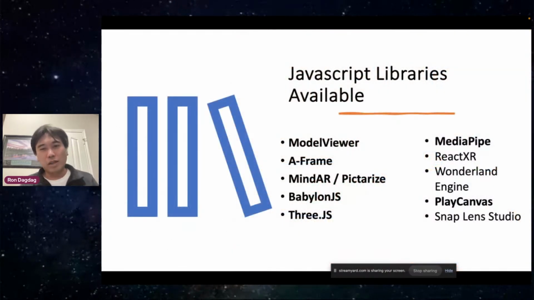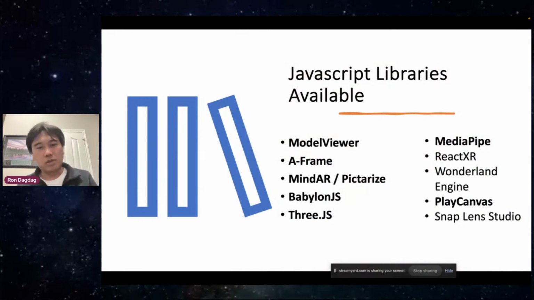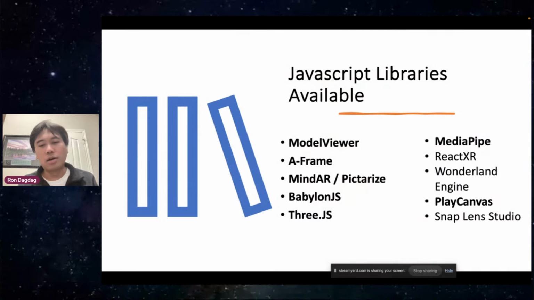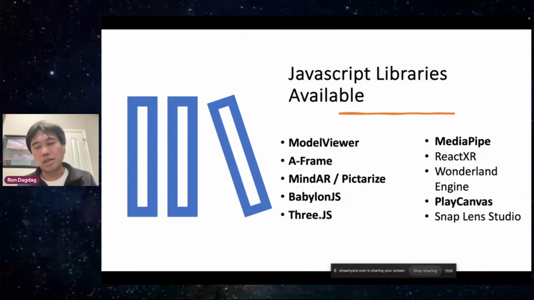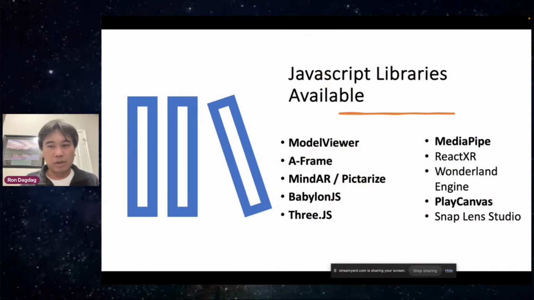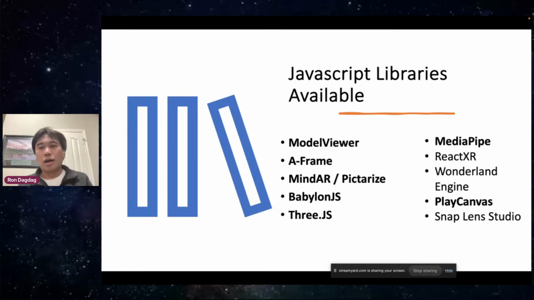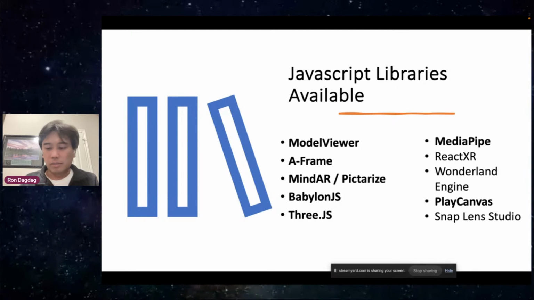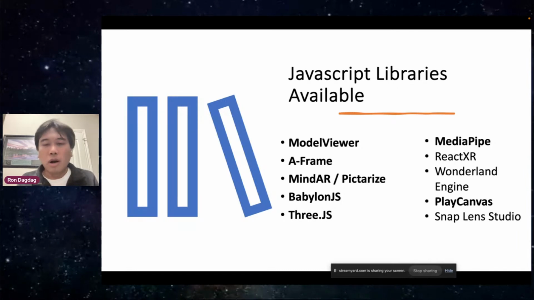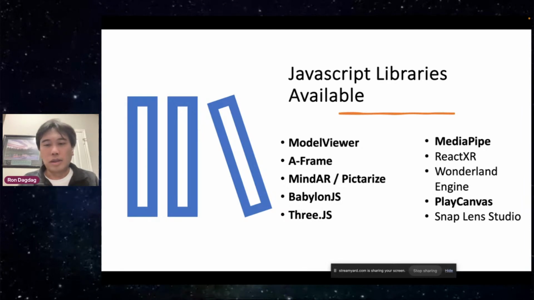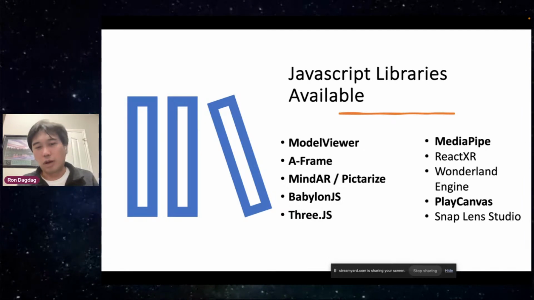Okay, so looking at all the different JavaScript libraries out there today, I'll talk about Model Viewer, A-Frame, MindAR, Babylon.js, 3JS, a little bit about MediaPipe and PlayCanvas. And if I have some time, I'll show a little bit more on how you would do mixed reality on A-Frame.